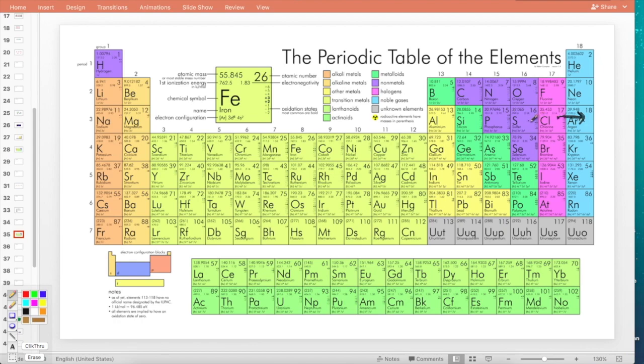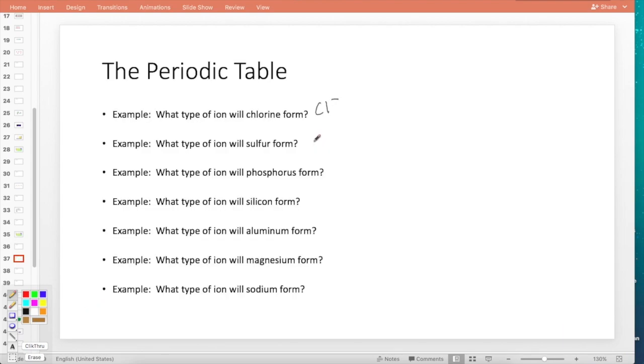Sulfur is right here. It's 2 away, so it's going to gain 2 electrons. Sulfur will gain 2 electrons to become stable, to have an octet, to become like argon. What do you think I'm going to write for sulfur? It gains 2 electrons. Sulfur 2 minus, that's correct.